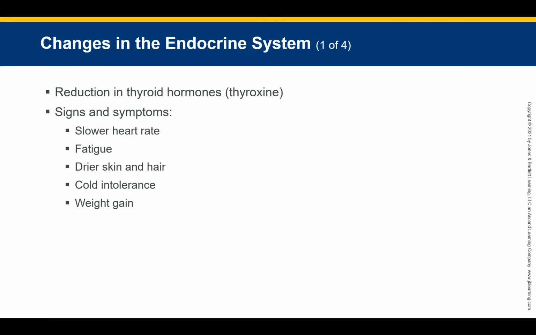Anatomy and physiology of the endocrine system. There's a significant change that occurs in an older person: decreased metabolism of thyroxine. Thyroxine affects the body's metabolism, temperature, growth, and heart rate. Most of the signs and symptoms people experience are attributed to the process of aging, or go into the ones that are on y'all's screen real quick.